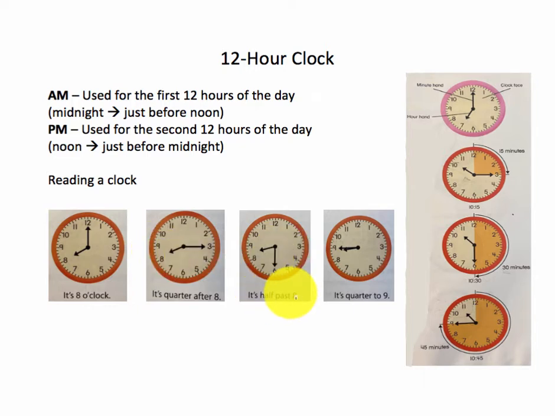8:30, or half past 8, when the hour hand is halfway between the 8 and the 9, and the minute hand's pointing at the 6. And quarter to 9, you'll have the hour hand pointing about 3/4 of the way between 8 and 9, and the minute hand's pointing at the 9, because there's 15 minutes left until it reaches 9 o'clock.